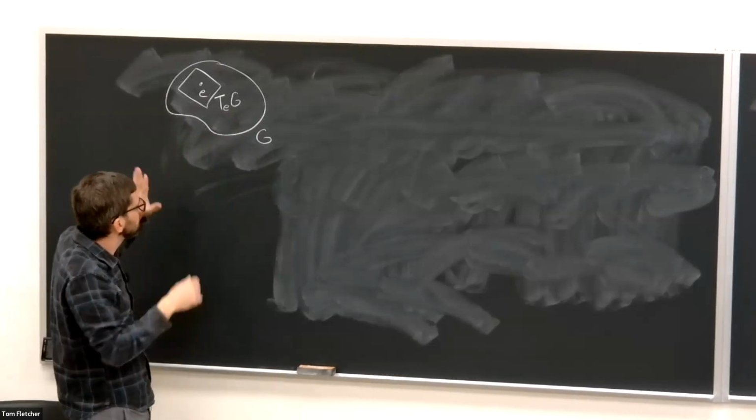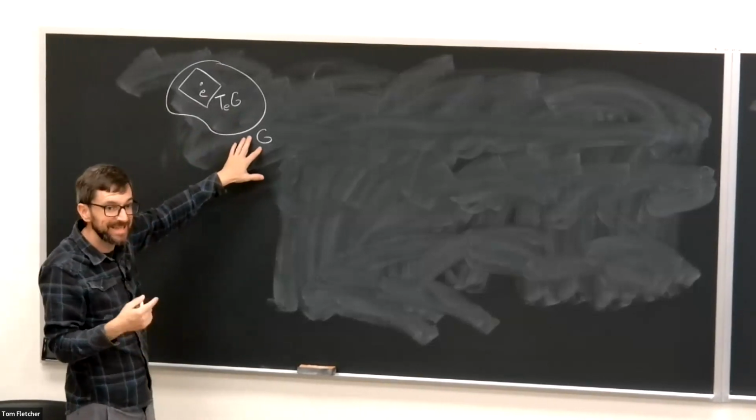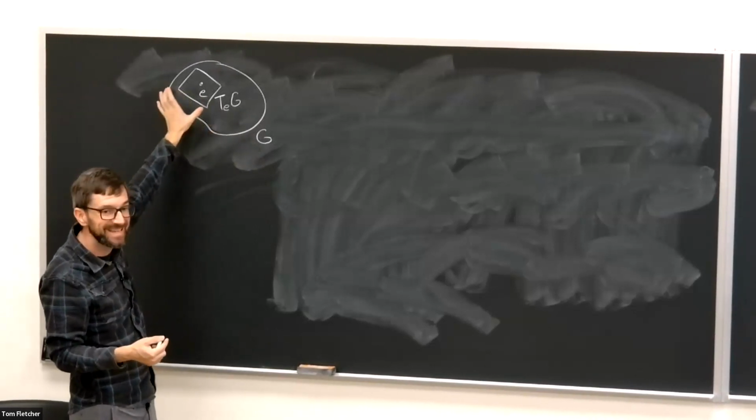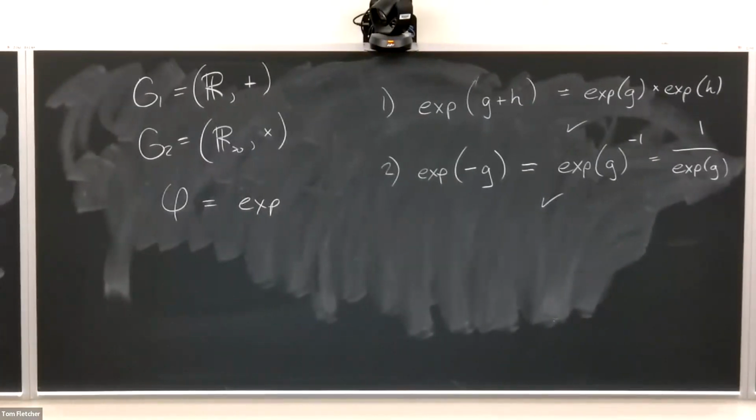Okay, and again, just to review, if G is a D-dimensional manifold, we know this T_e G is a D-dimensional vector space, right? And the things in this space are the tangent vectors that are anchored at the identity element.